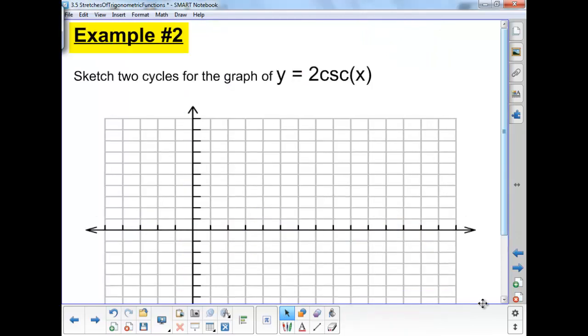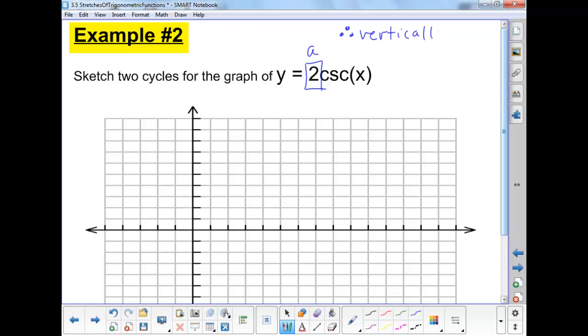Okay, for the second example today, we're going to be asked to sketch 2 cycles for the graph of y equals 2 times cosecant of x. One thing to recognize here is that 2 is your a value. Okay, so what that means is we have to vertically stretch by a factor of 2.